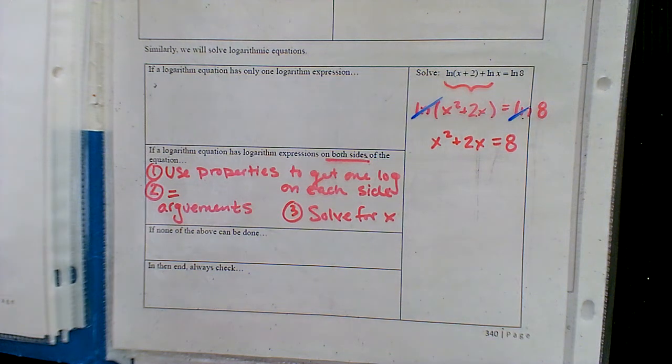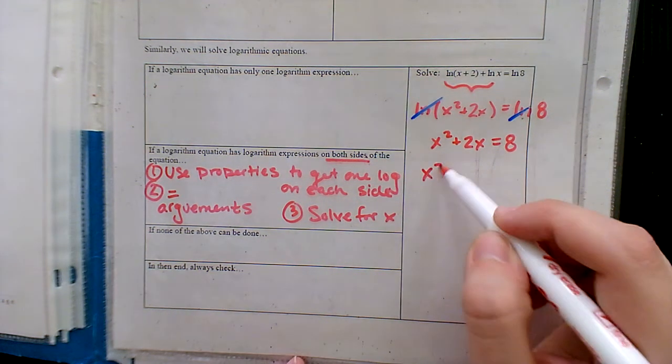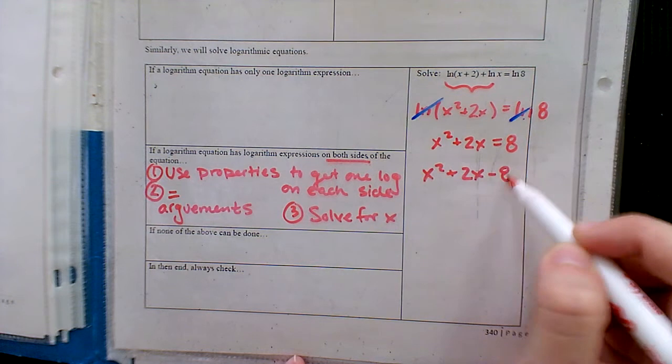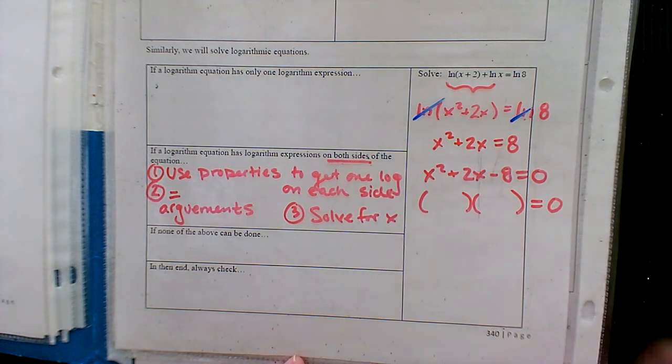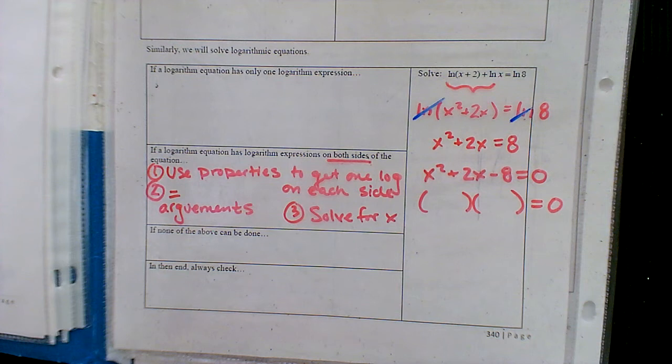So where do we want to go from there? Now that we have x squared plus 2x equals 8. Anything kind of jump out at you? What do you think, Summer? That way we can factor. Good. Okay, so we'll set it equal to 0. Two numbers that multiply to -8 but add to 2.